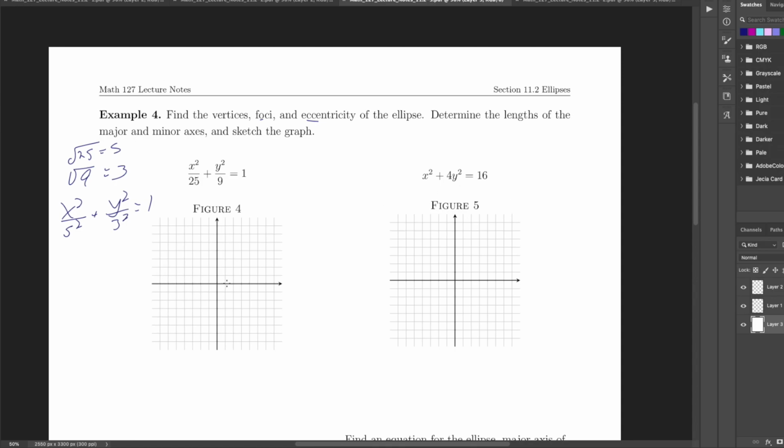And so let's do 1, 2, 3, 4, 5 right here. 1, 2, 3 right here. 1, 2, 3, 4, 5 right here. And then 1, 2, 3 here. All right, so here we have our major axis. And here, that doesn't look the same. 1, 2, 3, 4, 5. There we go. Now it looks the same. I can count.